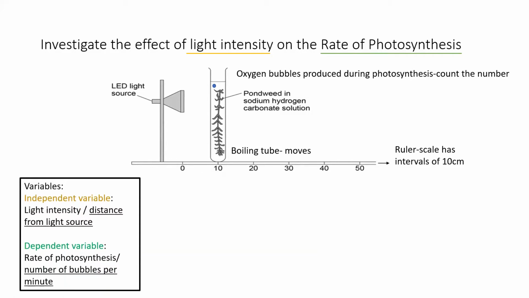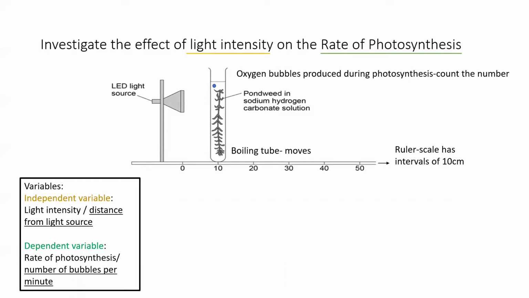But we need to be able to break it down and link it to this method being provided. So the independent variable, as we said, is light intensity, but how is light intensity changed? Well, it's the distance of the boiling tube from the light source. The rate of photosynthesis for the dependent variable, we said, is the number of bubbles counted per minute.